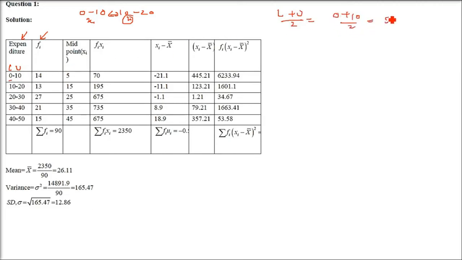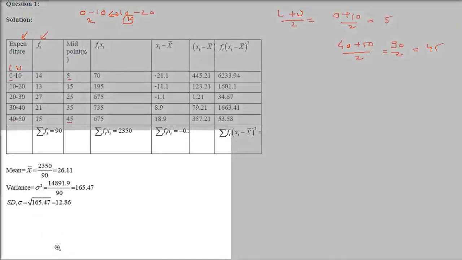0 plus 10 by 2, what do you get? 5. Take the last one, 40 plus 50 divided by 2. I won't be able to do all of them because it will take a lot of time, so I just give you an idea. 40 plus 50 by 2 is 90 by 2, that is 45. So this is 5, 45, like this. In between also you have to find out L plus U by 2.